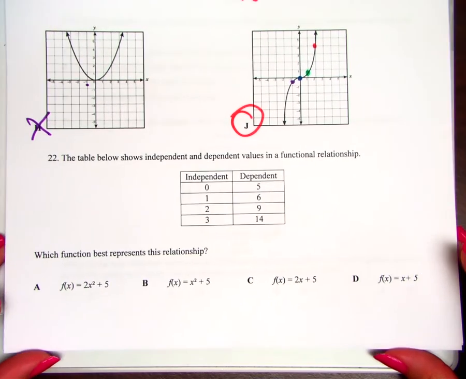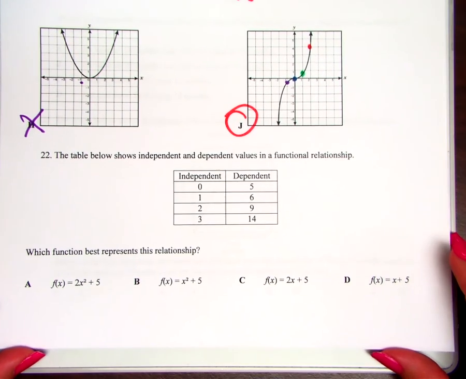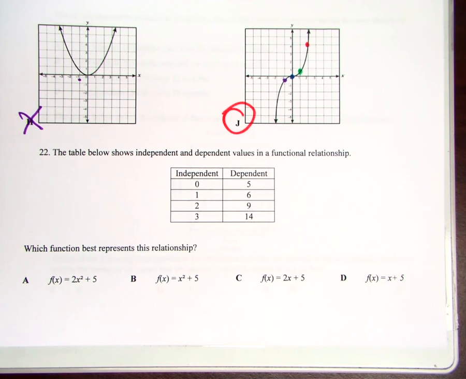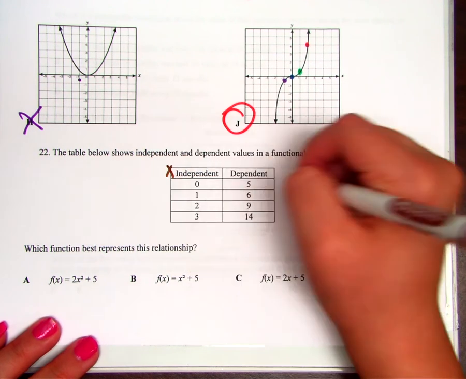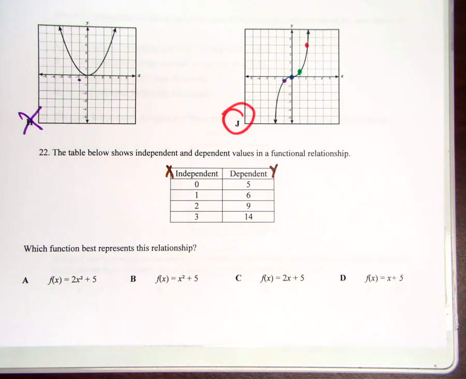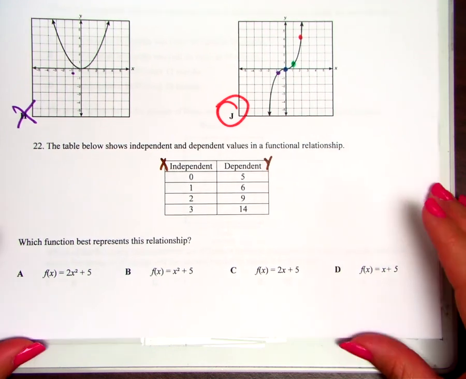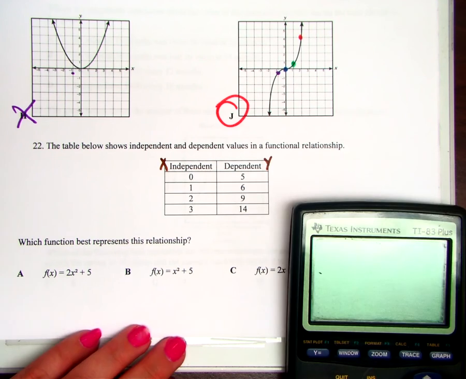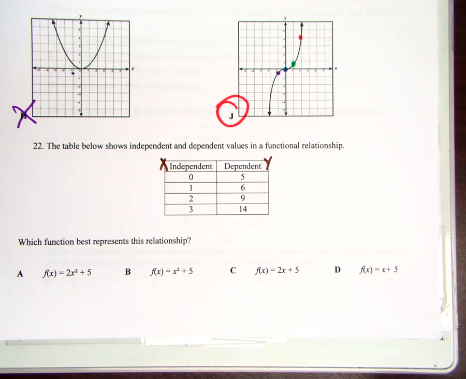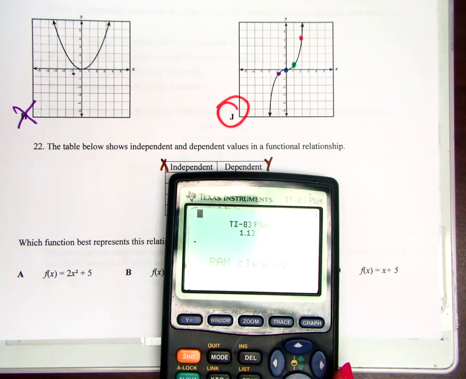Number 22. The table below shows the independent and dependent values in a functional relationship. Well, if we remember back, we know independent is x and dependent is y. So what I'm going to do is use my calculator, because I have a calculator on this test, and so will you, and you'll have it on the EOC. So the first thing you want to do is make sure that you clear it out. Second plus 7, 1, 2, so it says RAM cleared.